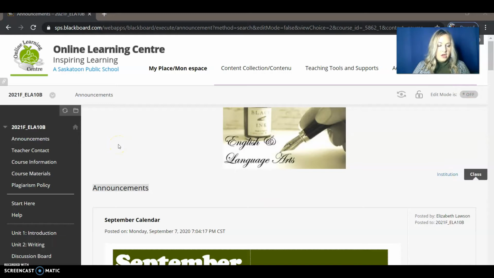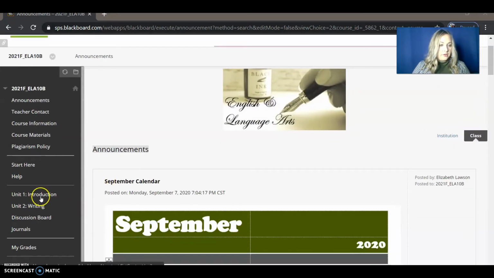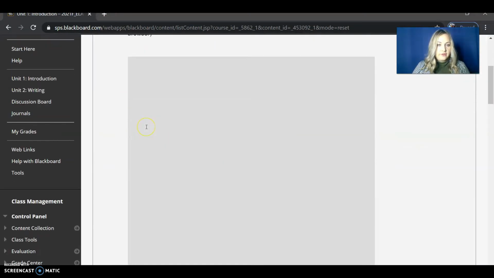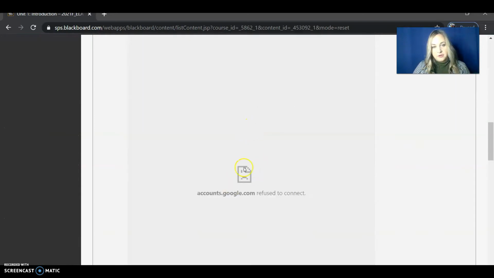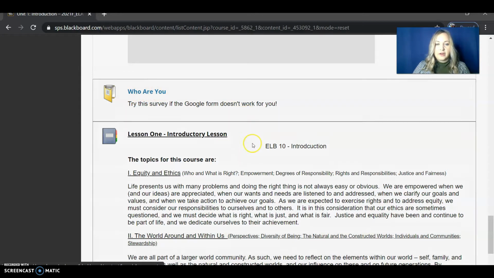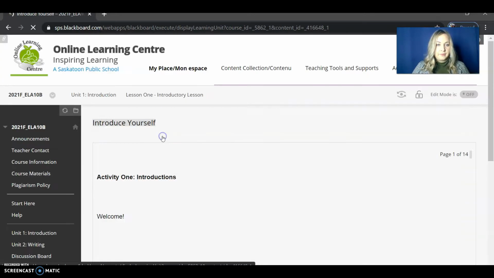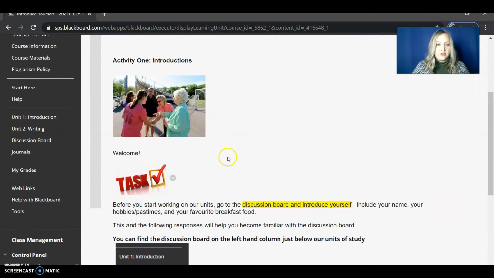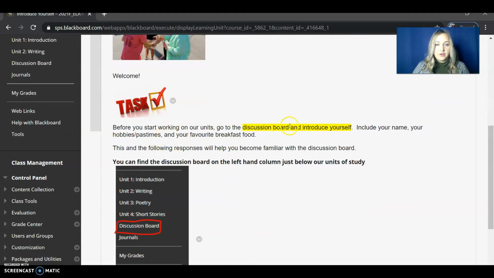Here we are on our announcements. This is where we are starting. What you're going to want to do is go to your introduction. Yesterday you could have filled this survey out. Some of you might have gotten this, which is fine. If you weren't able to do that one, there's this part right here. Once you finish that, you're going to go to your introductory lesson. Click that. This was your first activity, so you're going to say who you are on the discussion board, including your name, your hobbies and pastimes, and your favorite breakfast food.